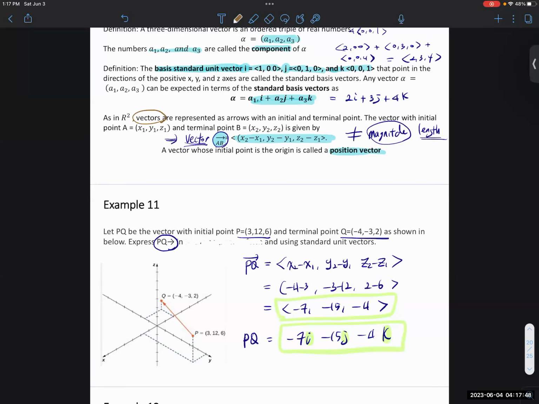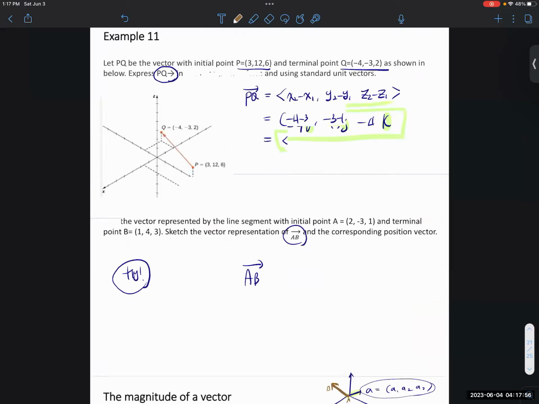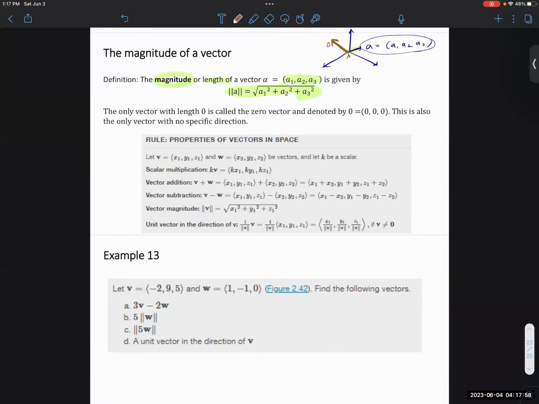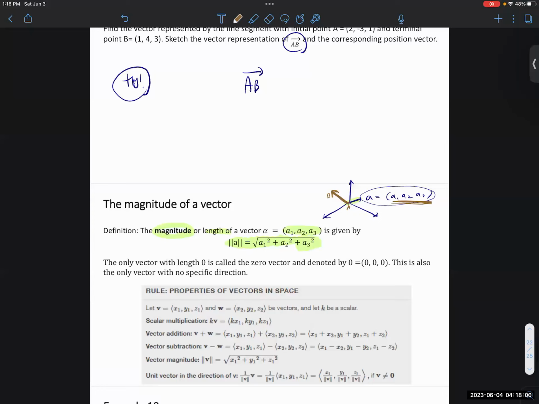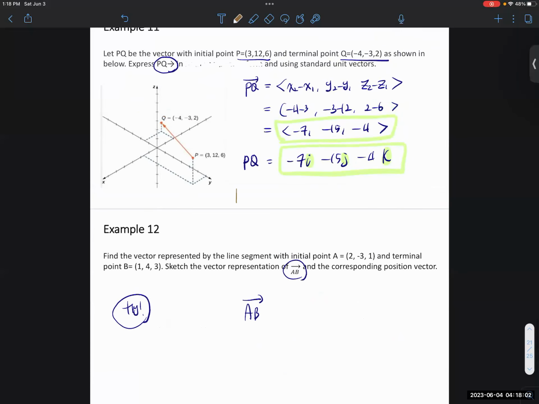You need 2 points, the initial and the terminal points, to find the vector AB. This is the length. Okay, so you should know each of these. Now, if you find the length, then you're going to do -7 squared, minus 15 squared, -4 squared. That's going to be your length.